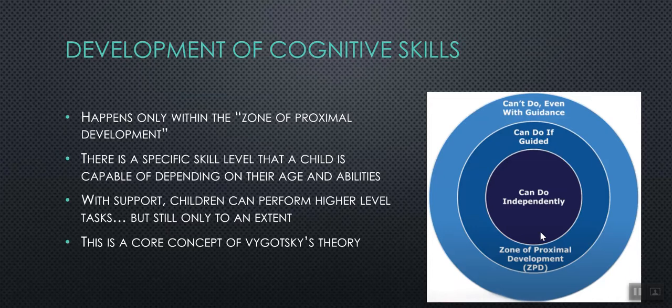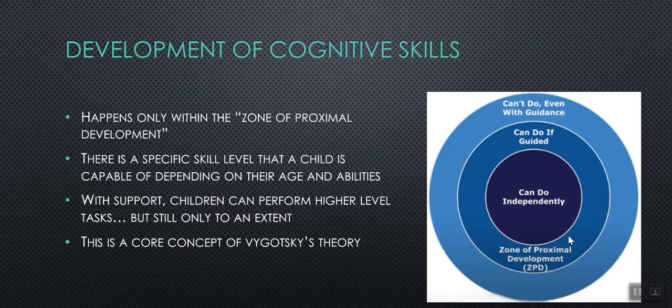meaning there's only so much a child can do. And so there's a specific skill level that a child is capable of depending on their age and their abilities. And they can't really perform outside of that area. With support, he believed that they can perform at a higher level, but still only to an extent, right? A 4-year-old is only going to be able to do so much, even with help. There's just certain things they won't be able to do yet because of their age and their ability to understand. So this is a pretty core concept of his theory.